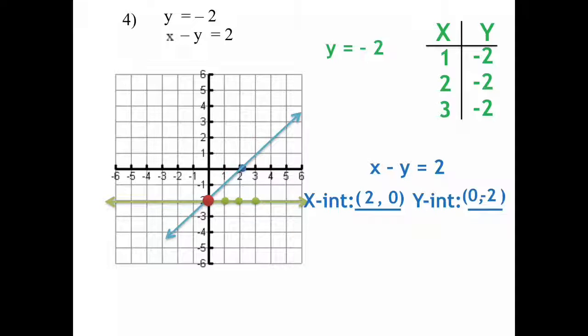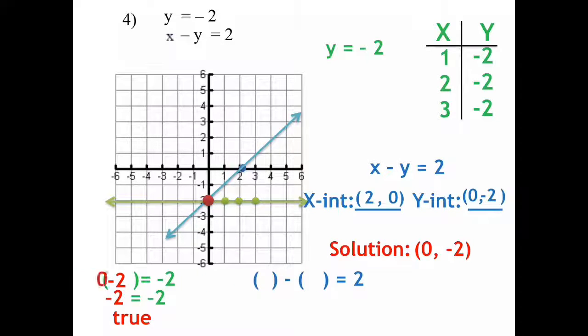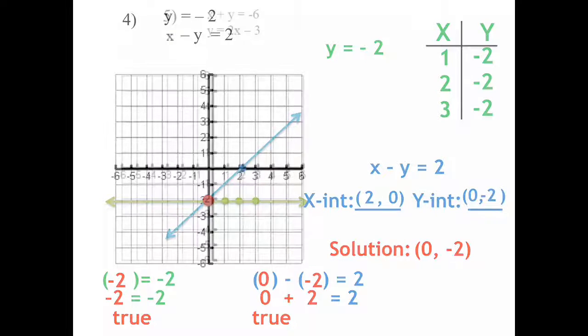Alright, so our solution is right there, and that point is the point (0, -2). Now you need to check your answer, and when you check your answer, you're going to plug it in. For the first one, you just plug in the -2 because that's all you have. For the second one, you plug in the 0 for the x, and then the y is -2. Negative times negative is positive, so 0 plus 2 equals 2, which is true. Go ahead and press pause if you need to, otherwise I'm going to the next slide.